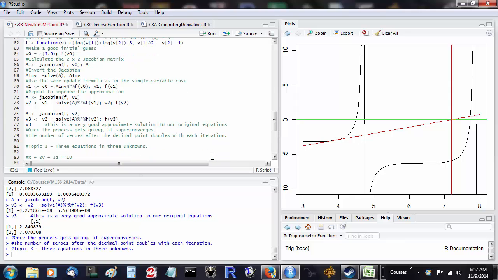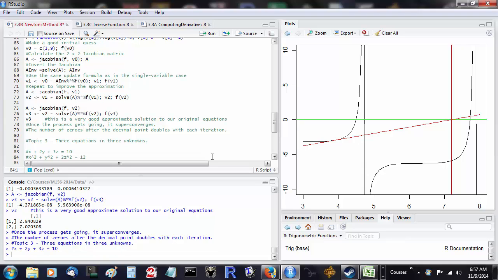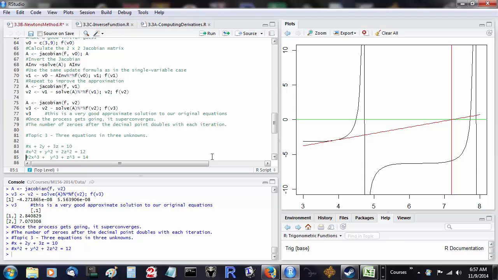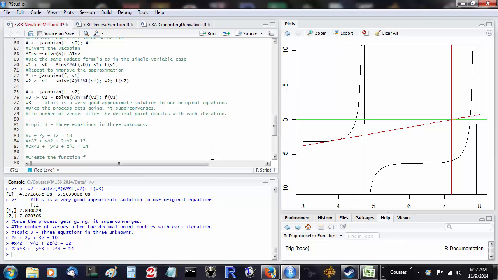So for the final example, let's try solving 3 equations in 3 unknowns. The first one is linear, the second one is not, the third one is not. I don't believe there's any way of solving these equations using algebra. There's no formula in terms of square roots and cube roots that solves it. But that doesn't stop Newton's method.